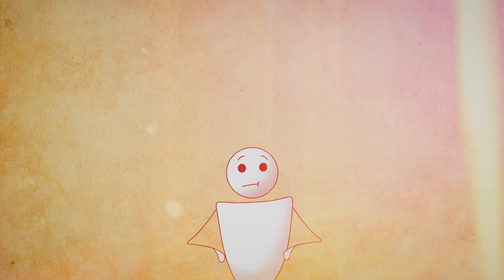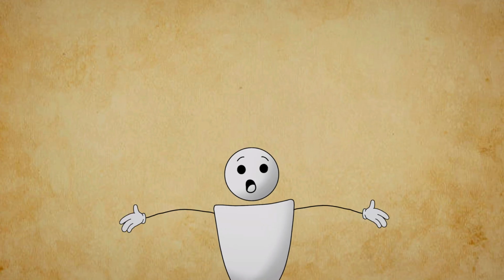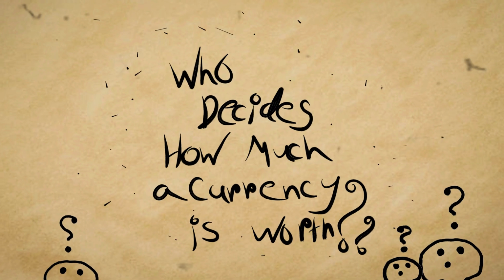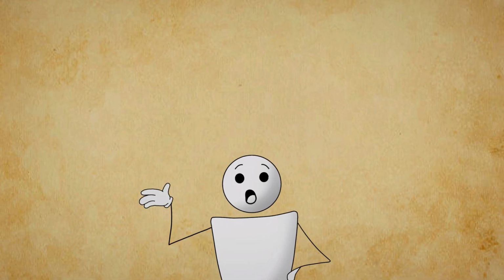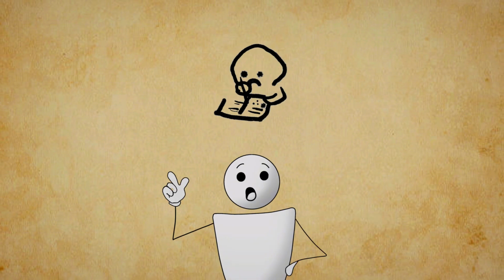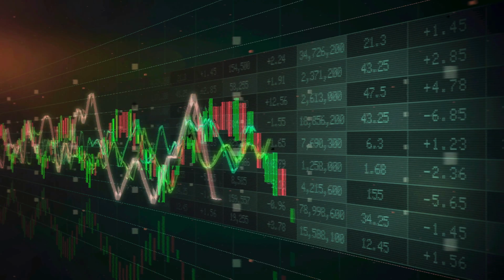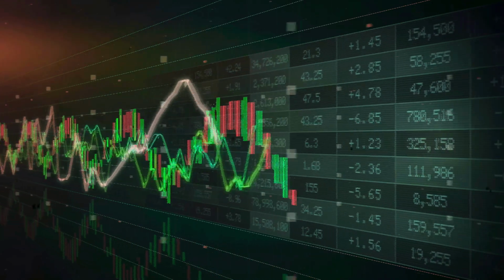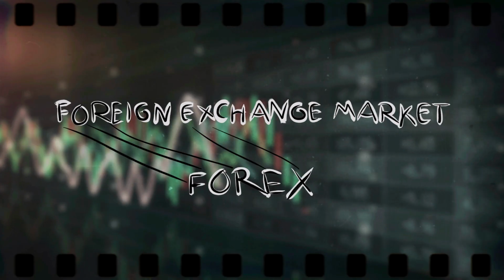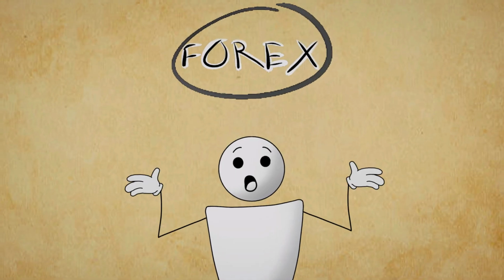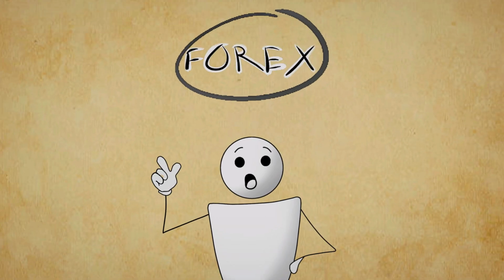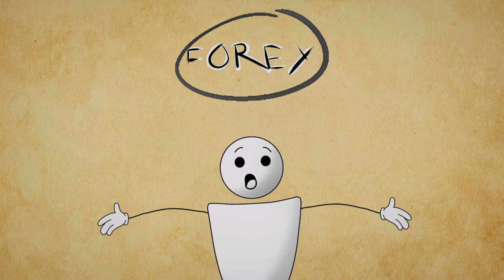Let's dive in. Well, the first question that might come to your mind is, who decides how much a currency is worth? Well, there's no single person. Instead, the value of a currency is decided in a giant, invisible marketplace called the foreign exchange market, or forex. I'm sure you've heard of this term before, but you might not know what it is or how it works. Well, here's how it works.